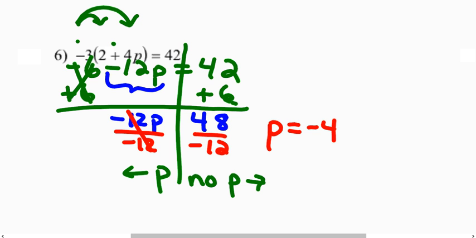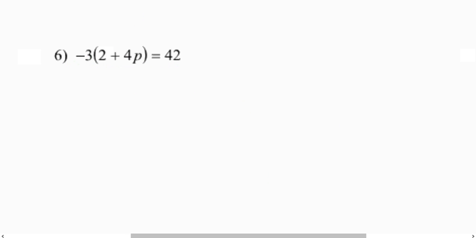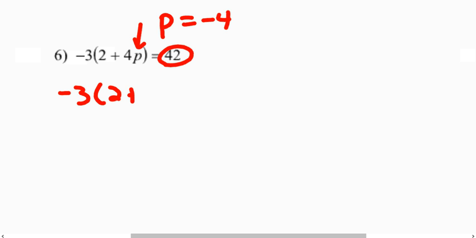And if you really want to go back and check your answers, there's a way that you can do it. So let's talk about that for a minute. If p is negative 4, that means if I plug in negative 4 for p, I should get 42. So let's see what happens. Negative 3 times 2 plus 4 times negative 4 should equal 42.